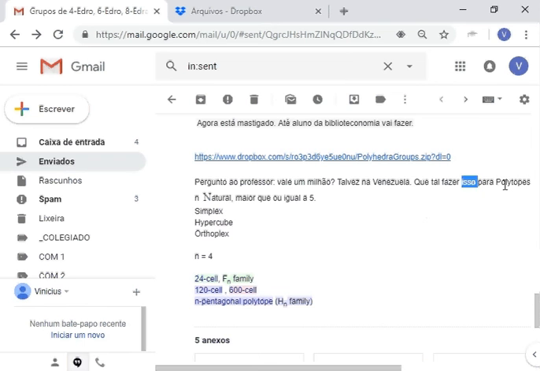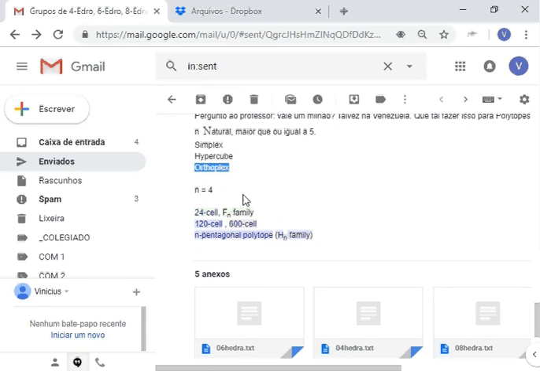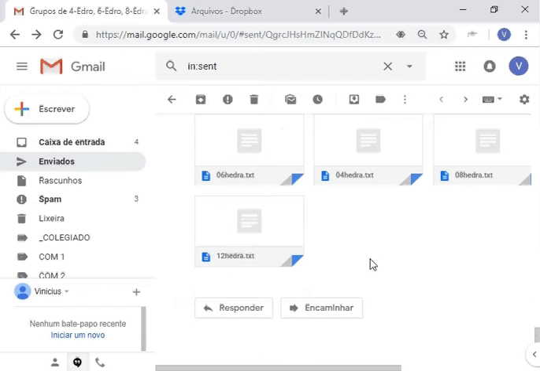Let us do that for polytopes in Rn, natural n greater than or equal to 5, for a simplex, for a hypercube, for an orthoplex, and for n equals 4 there are other things at Wikipedia.